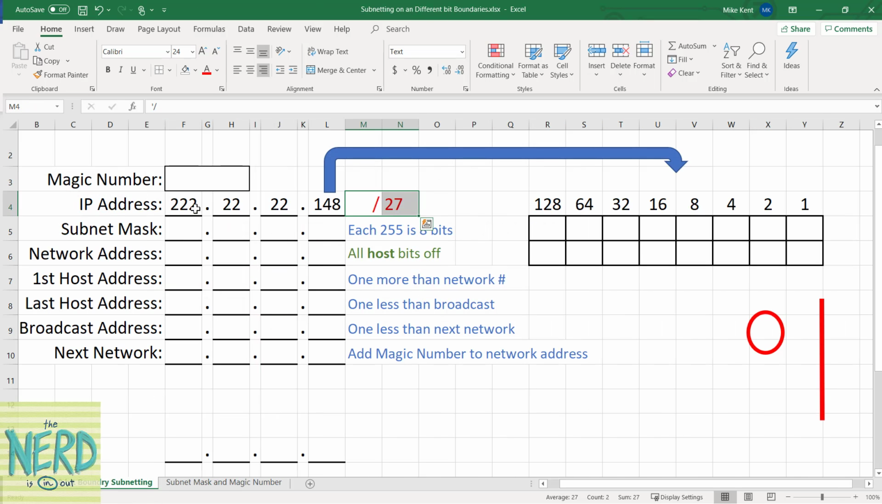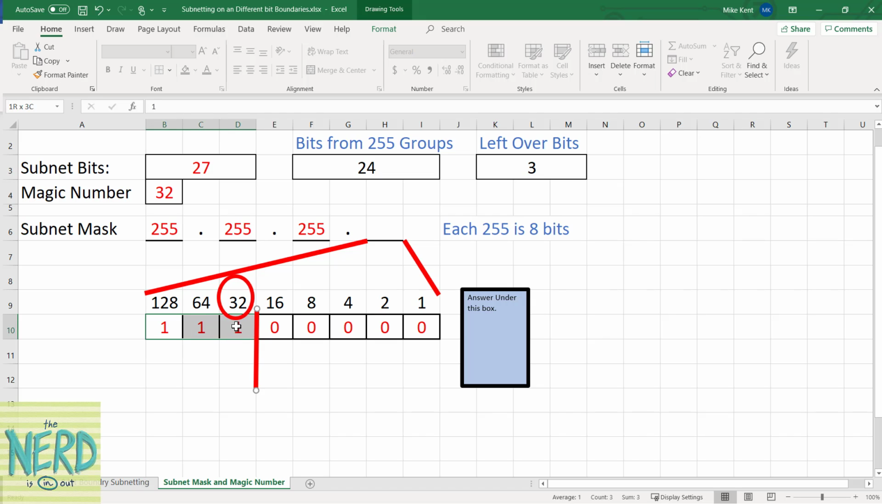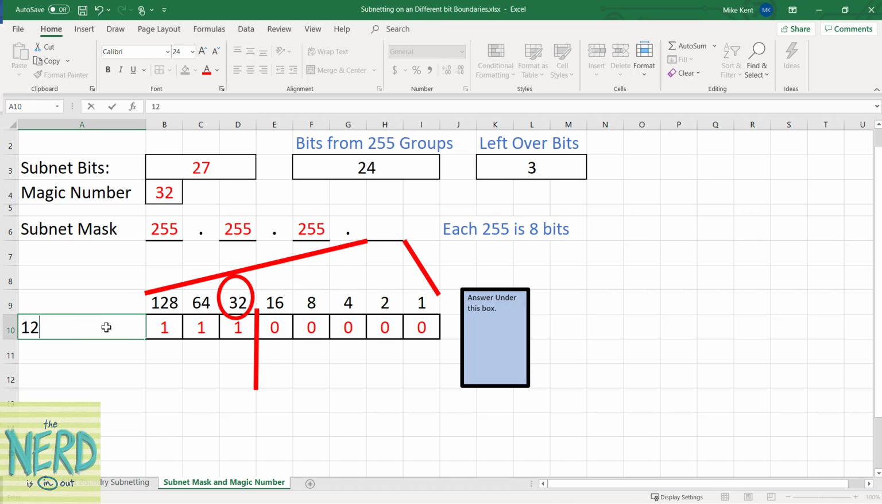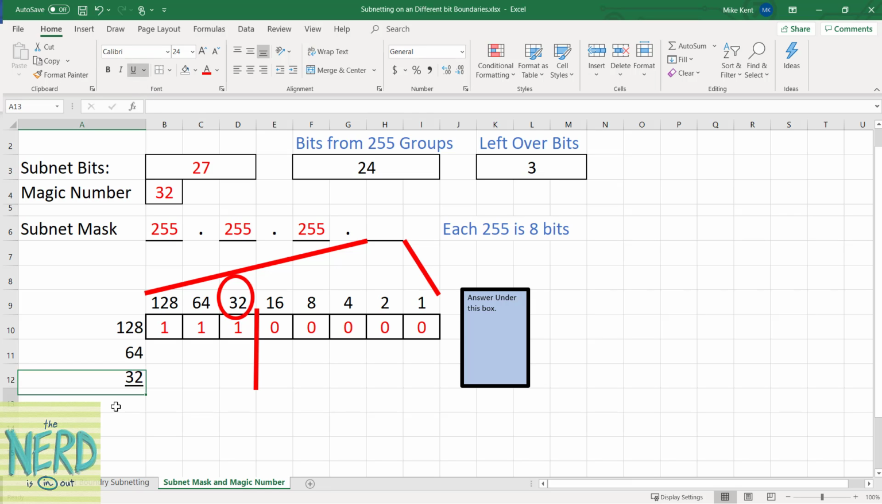Let's go back to my other tab. It's 32 for the magic number. What is my subnet mask here? What did these 3 bits add up to? So that's going to be 128, 64, and 32, and those will add up to 224. That is the answer. That is my subnet mask, so it's going to be 224.